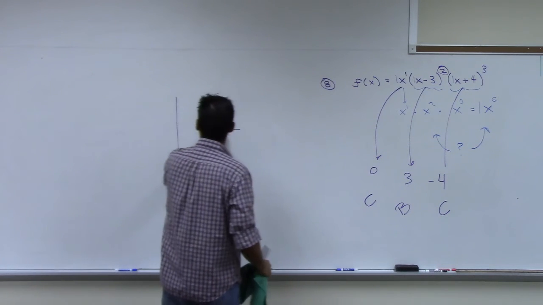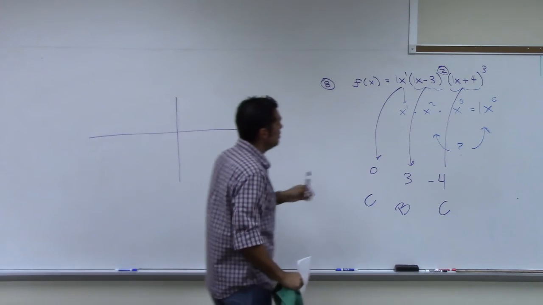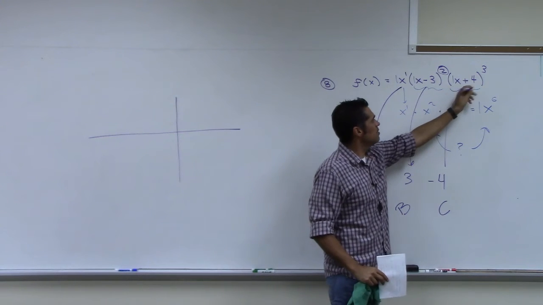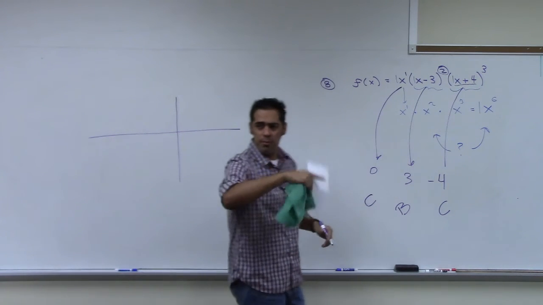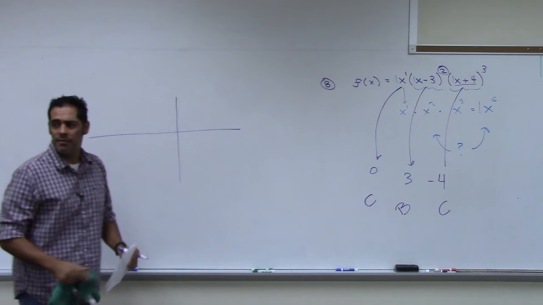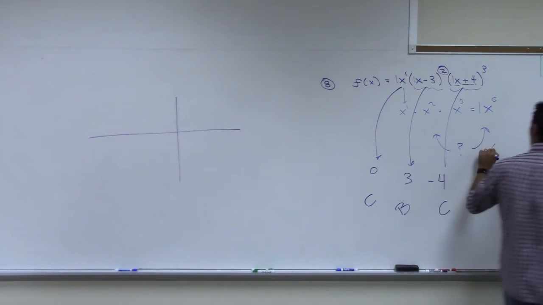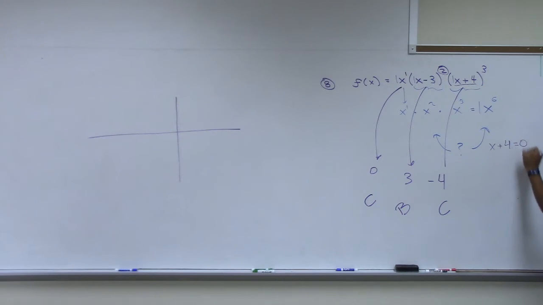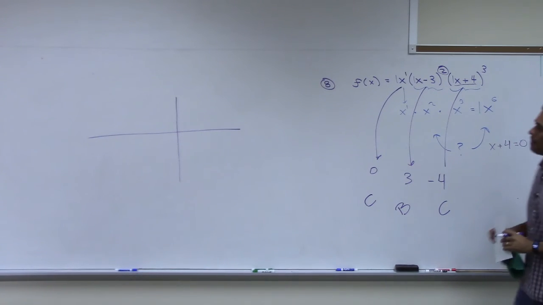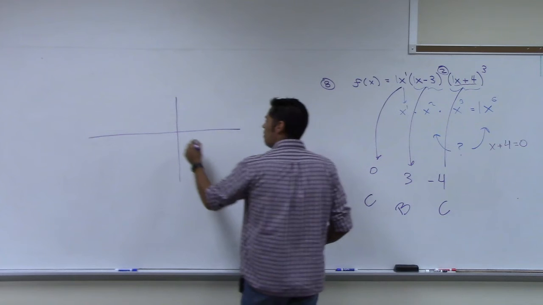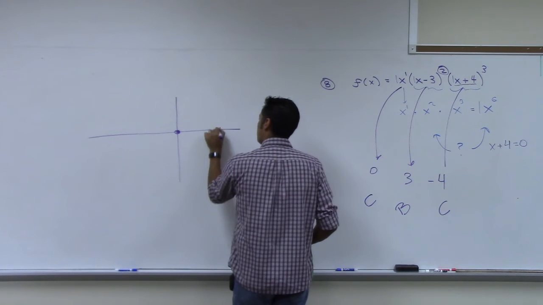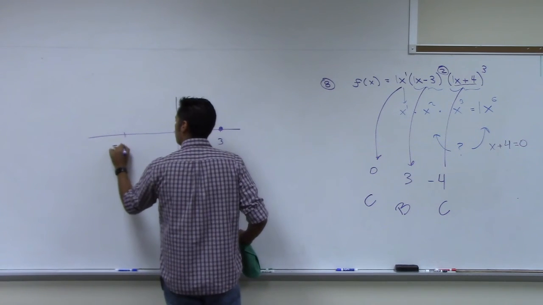I set each of those factors equal to 0. So if you set this factor right here equal to 0, you'd move the 4 to the other side, and it would be -4. I mean, you have to actually write the equation down. X plus 4 equals 0, and then subtract 4 on both sides. All right, so 0, 3, and -4.